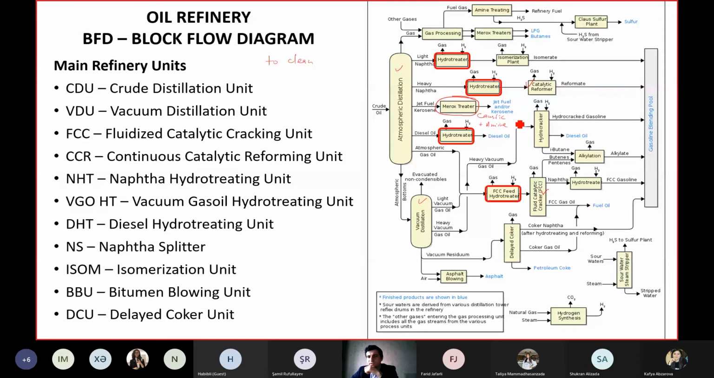So this is a physical process. But the hydrotreating process is a chemical process. Chemical process means that we have the catalyst and we have the reactor.